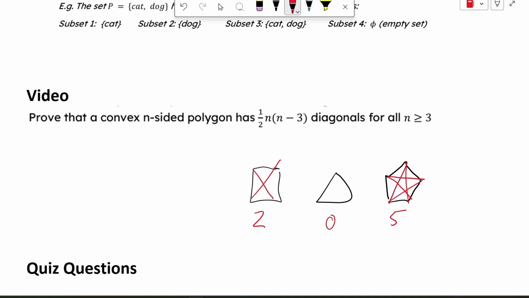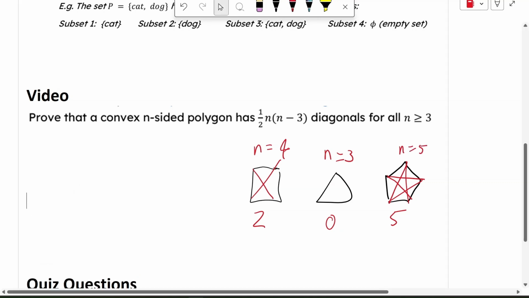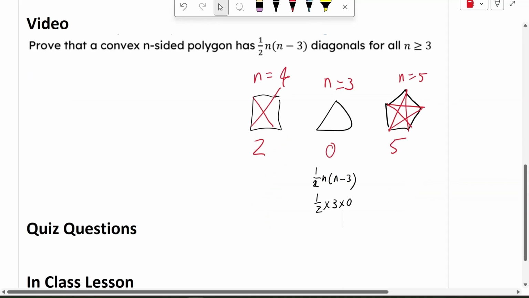5 diagonals. And so if we look at this, here we'd have n equals 3. Here we'd have n equals 4. And here we would have n equals 5. And the formula actually does work. So for n equals 3, we can look at half n bracket n take 3. And what we'll see is that becomes a half times 3 times 0, which is 0 diagonals, as we predicted.